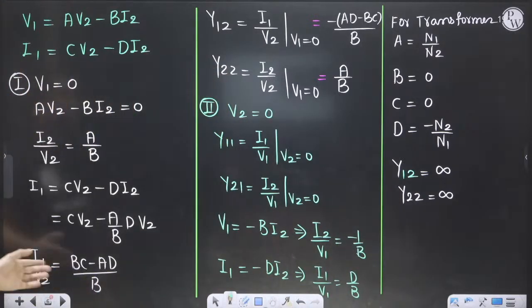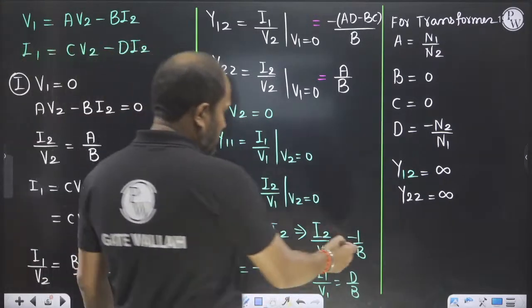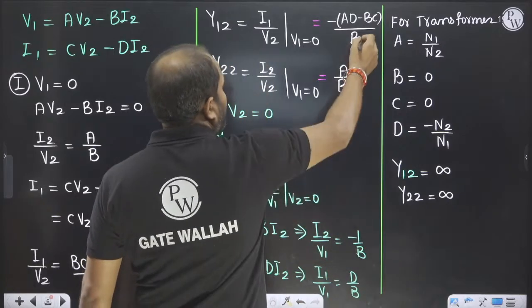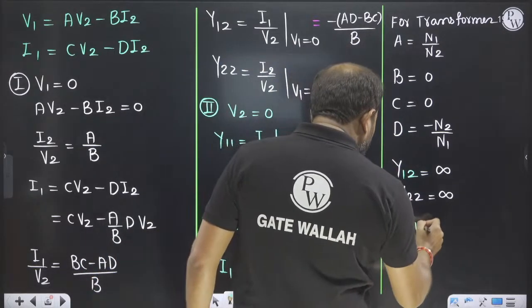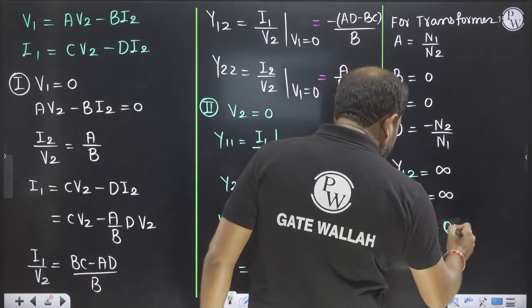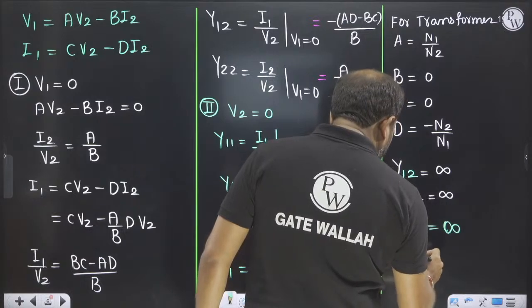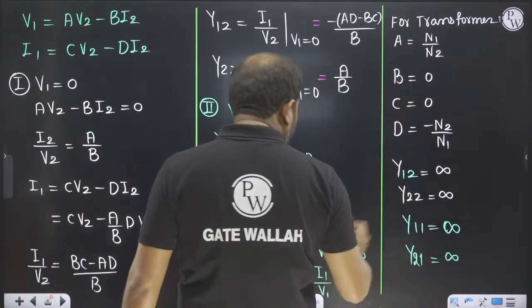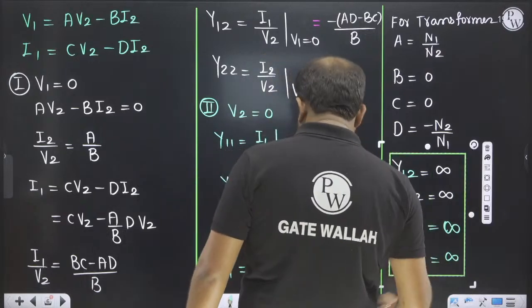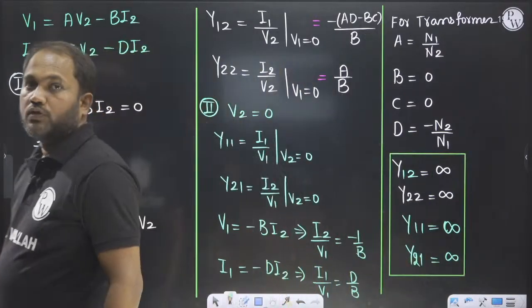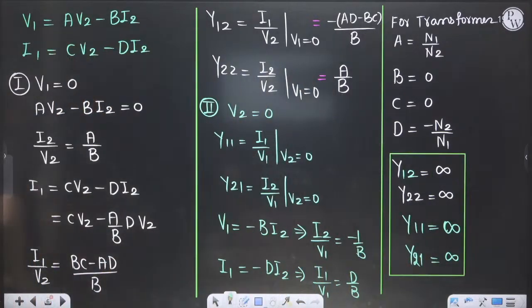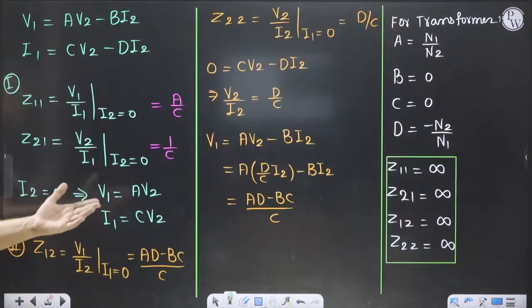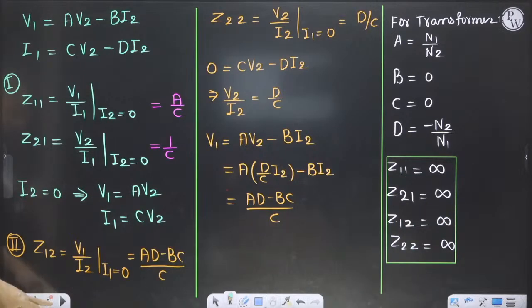So I will put B equal to 0, so y11 is infinite, and y21 is also infinite. So the y parameter is infinite for a transformer. For a transformer, the y parameter is infinite, and the z parameter is infinite.